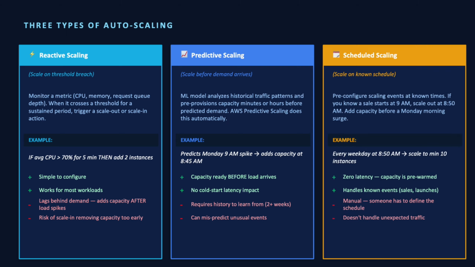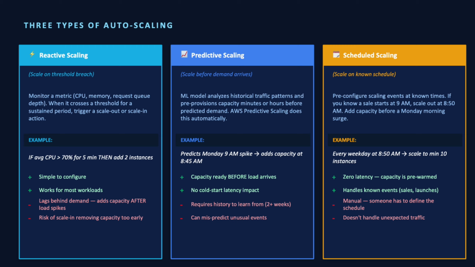The third approach that we have is scheduled scaling. This is the simplest and most reliable for known events. You know a product launch is happening at 10 a.m. You know Black Friday starts at midnight. Configure a scheduled scaling action at 9:45 a.m. and scale to a minimum of 50 instances.